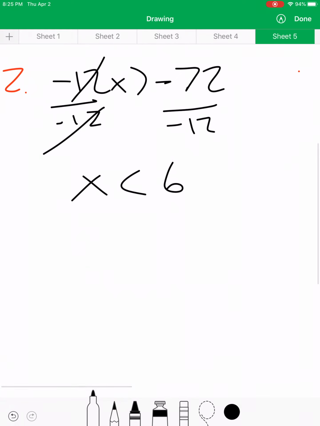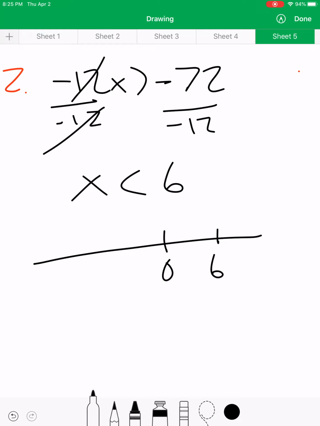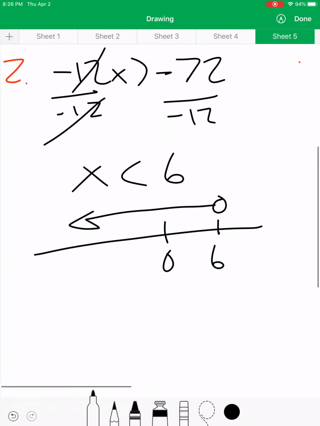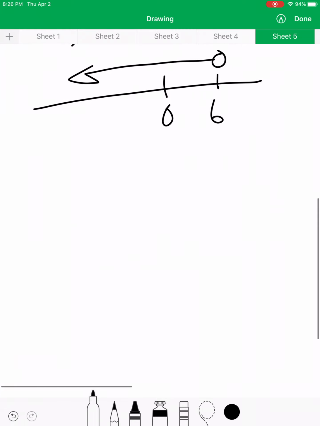Again, what I'm interested in is the graph. Always show me 0, show me the solution. Open dot, because there is no dash underneath the inequality sign. X is less than 6. Numbers that are less than 6 are to the left on the number line. So there's your solution for number 2.